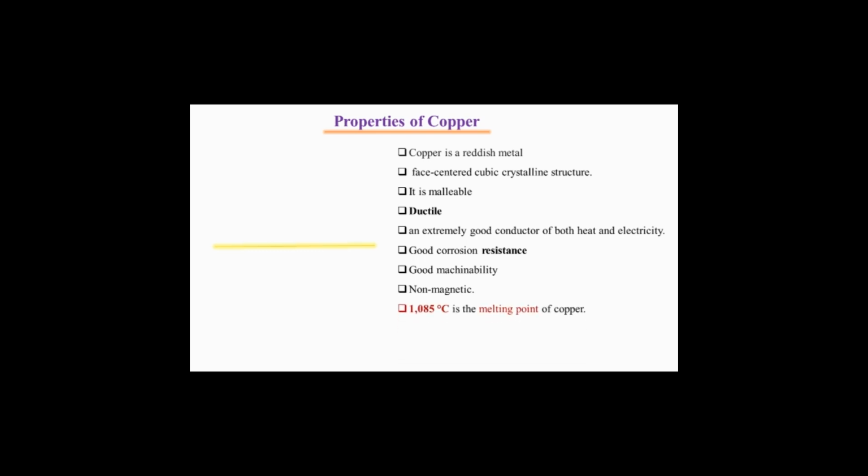Then it has a melting point of 1085 degrees Celsius. This melting point I have mentioned here is in degrees Celsius. So what is the melting point of copper? The melting point of copper is 1085 degrees Celsius.